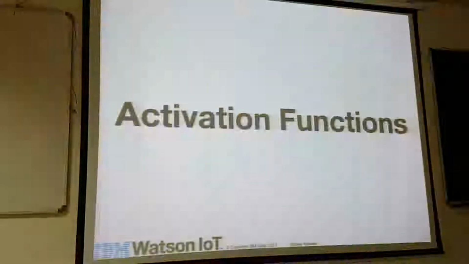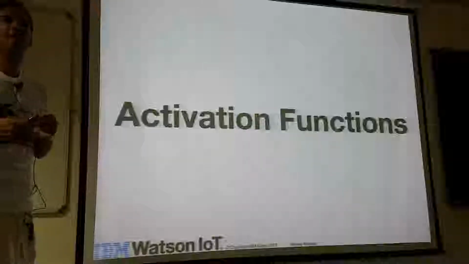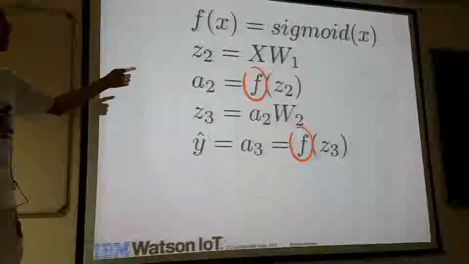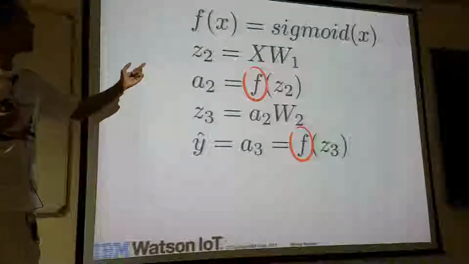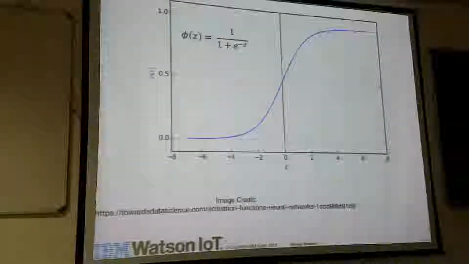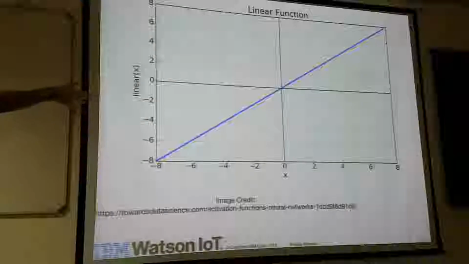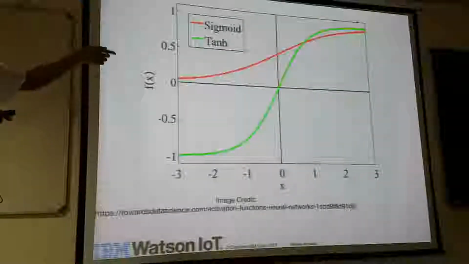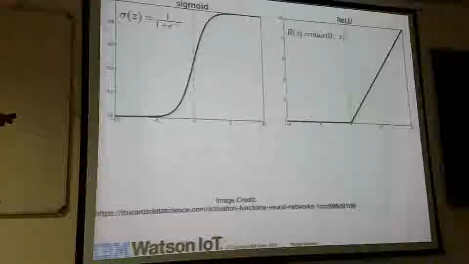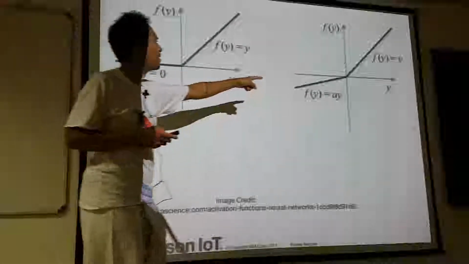Just one deck about activation functions. So activation functions are in the neural network to add non-linearity. And here you have, for example, the sigmoid, which we already introduced. You have also linear functions. And there's TAN-H and ReLU. And this is here leaky ReLU.